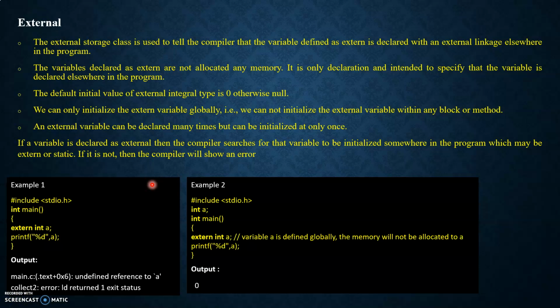So these are the different types of storage classes. You can go through it. They may give you a question on the differences between the various storage classes: auto, extern, static and register. You can go through it and read the details.